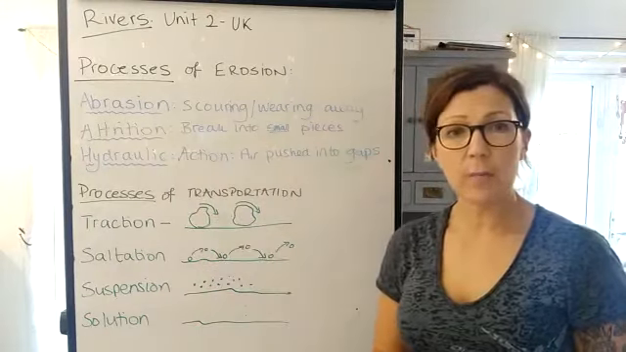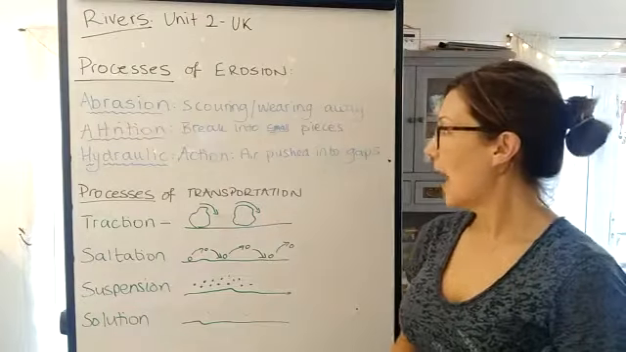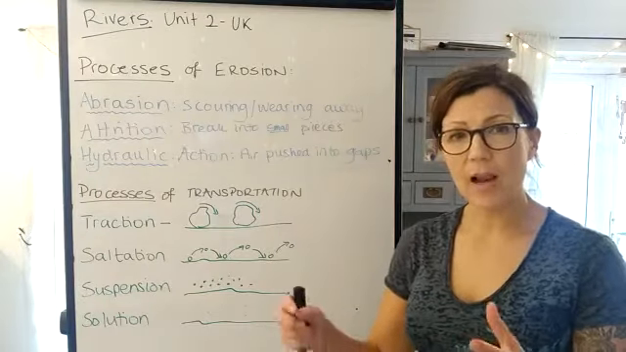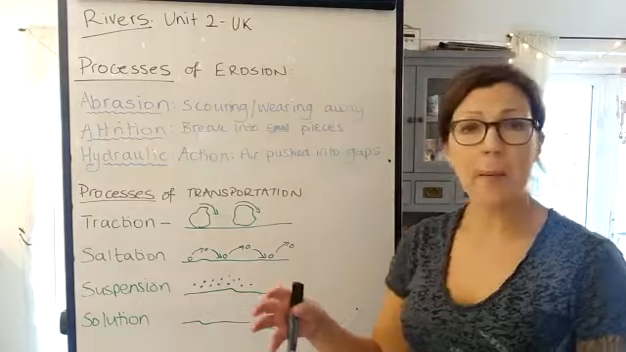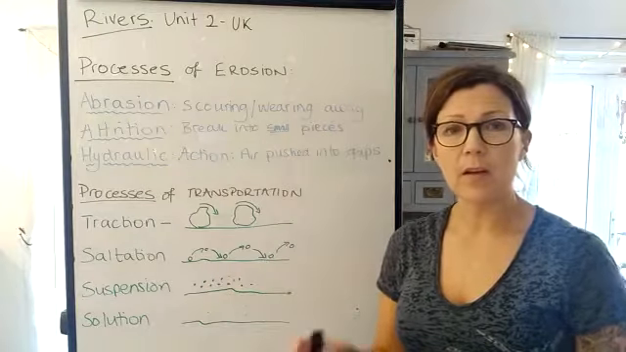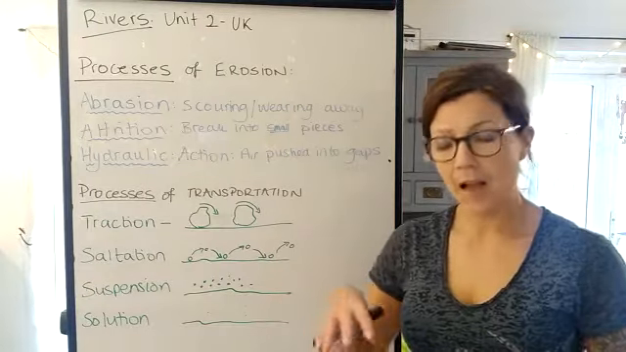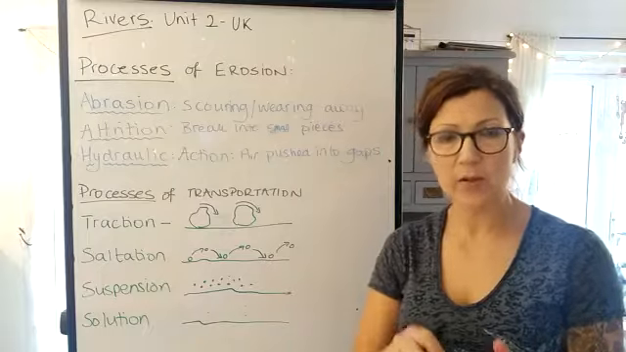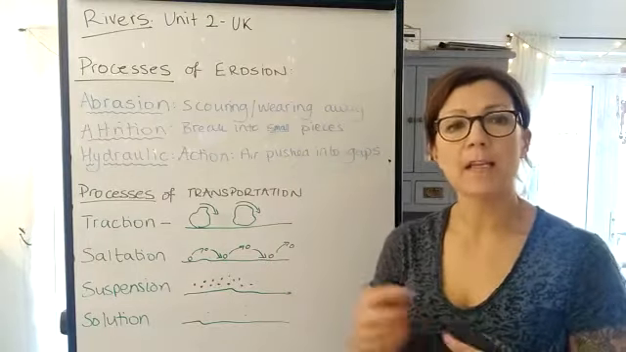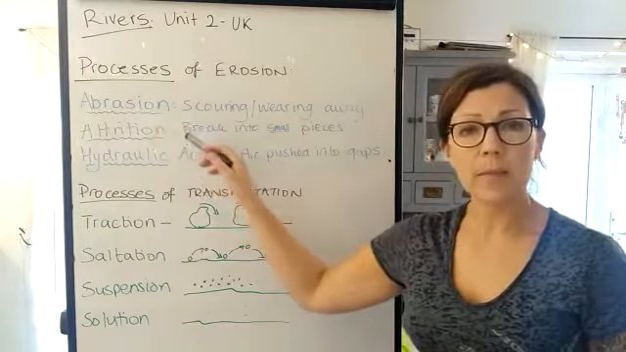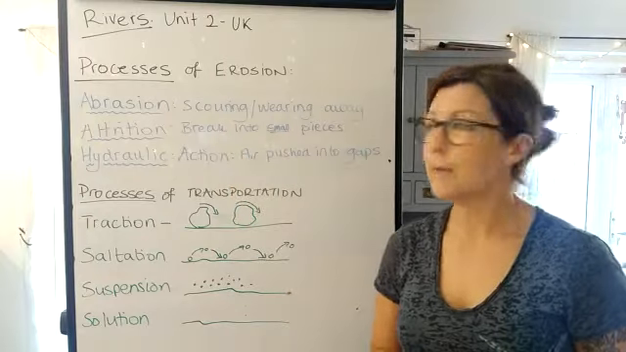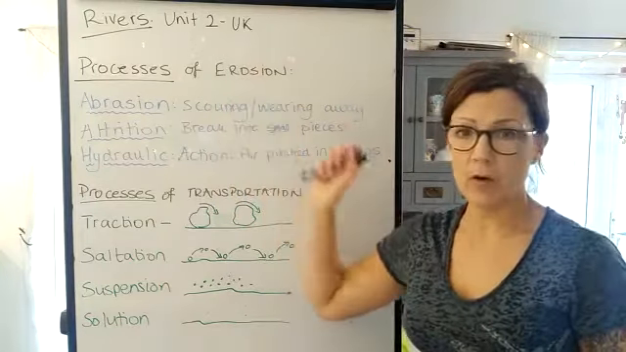The third type of process is hydraulic action. And hydraulic action is where we have cracks and gaps in the side and the bottom of the river, and there's air there, and the water pushes into those gaps and it makes the gaps wider and it makes it easier for the materials in the river to abrade. So those are processes of erosion.